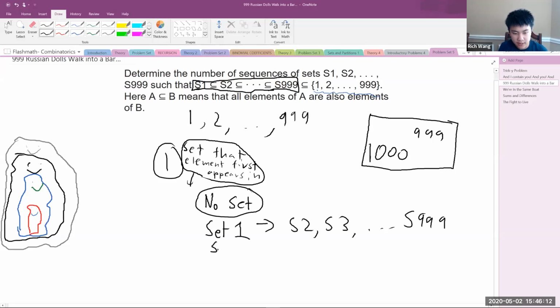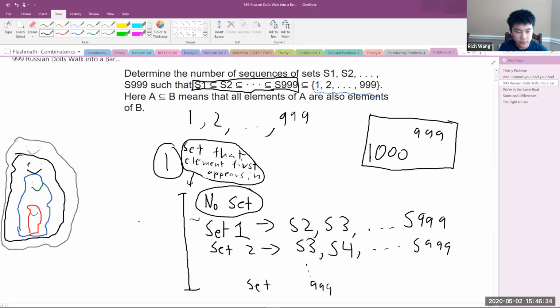If it's first contained in set 2, because of this, it must also be contained in set 3, set 4, all the way up to set 999. And then we can see that this pattern continues all the way up to set 999. So depending on which set the element first appears in, we have all of these conditions. And since there are 1,000 total ways to choose the set that it first appears in, including the option of not appearing in any set, each element has 1,000 choices. So the answer is just 1,000 to the 999. Does that answer your question?